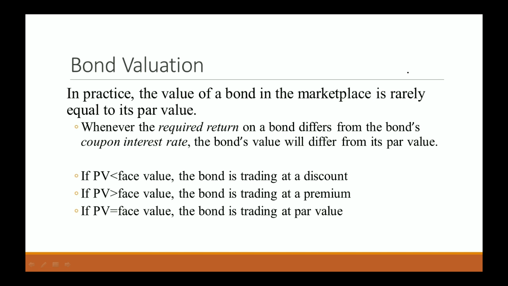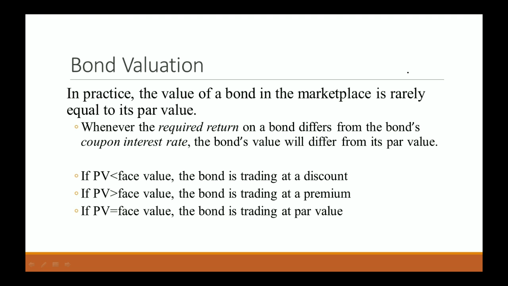And so here are the rules for this. If the required return is different than the coupon rate, so if the market return is not the same as the coupon interest rate, then the bond's current market price will not be the same as the par value.